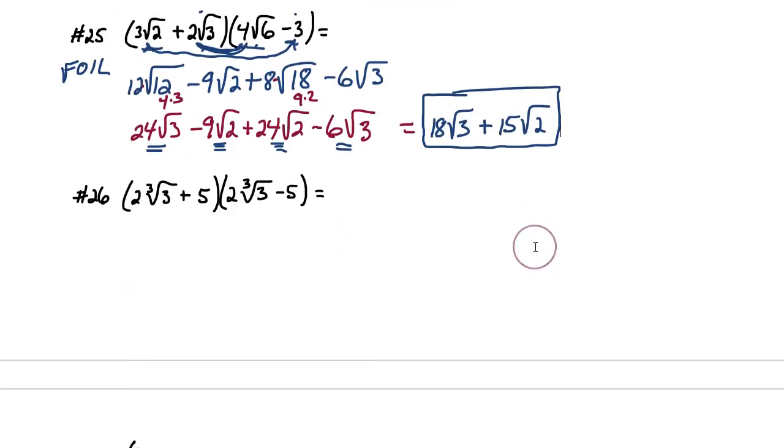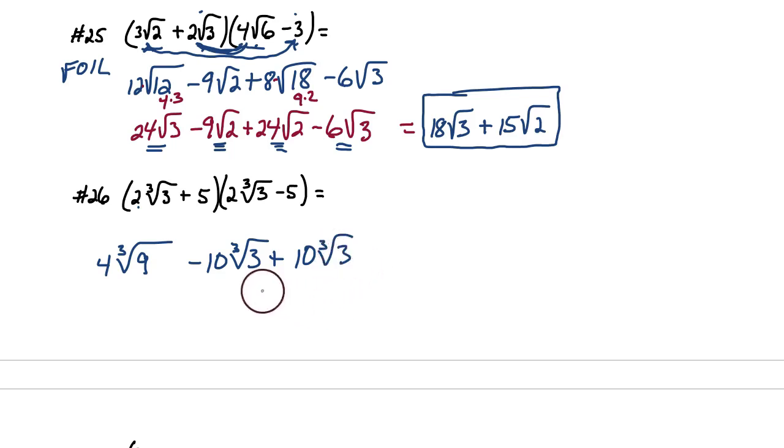Number 26 has exactly that same arrangement, a binomial times a binomial, so it's FOIL again. 2 times 2 is 4. And then for the radicals, we get the cube root of 9. Now the outer product becomes negative 10 cube root of 3. The inner product becomes positive 10 cube root of 3. And the last becomes 5 times negative 5, which is negative 25.